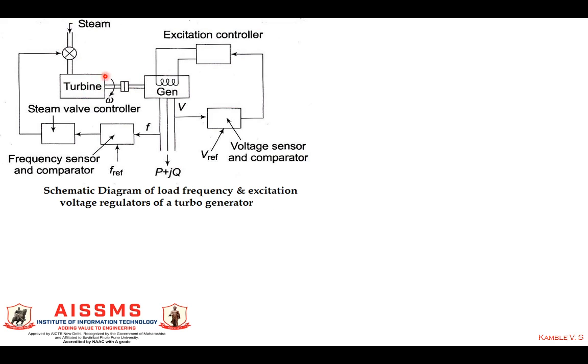So the output of the turbine, which is mechanical power, will be fed as input to the generator. As this is a generator, mechanical power will be input to the generator, and it is producing three-phase electrical power. Let us say the three-phase electrical power is P plus jQ, where P is the active power and Q is the reactive power. While producing the electrical power, it is generated at a certain frequency. V is the voltage and F is the frequency, and this electrical power is given to the load side.